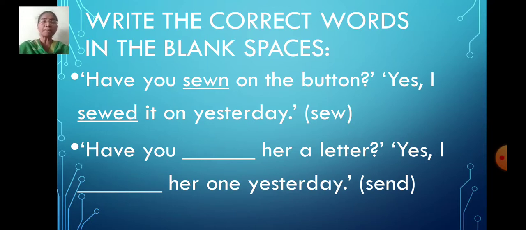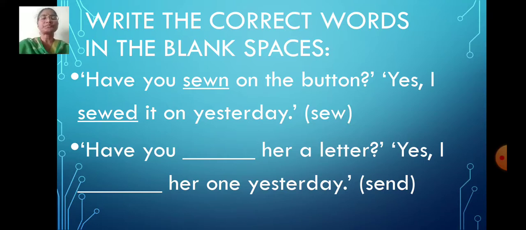I repeat, you will be writing the past participle form of the given verb in the first blank, and in second, it's a past tense. Clear? First one is given for your reference. Have you sewn on the button? Okay, so sewn is the past participle of sew. Yes, I sewed it on yesterday. Sewed is past tense of sew.